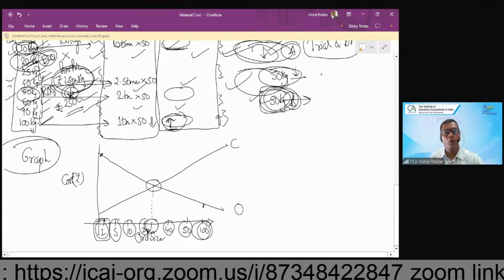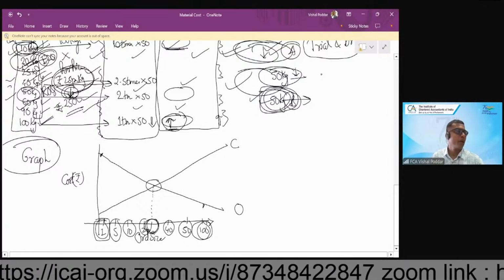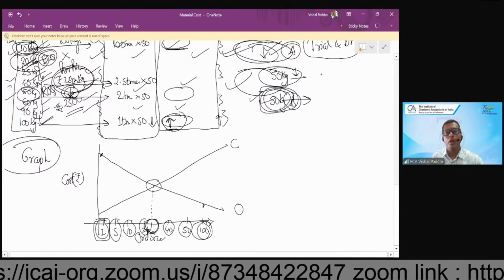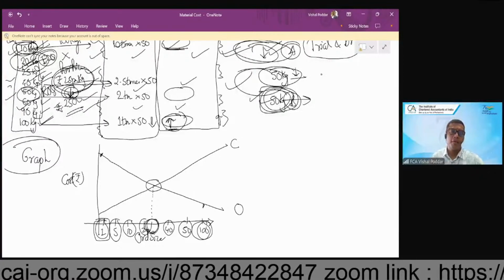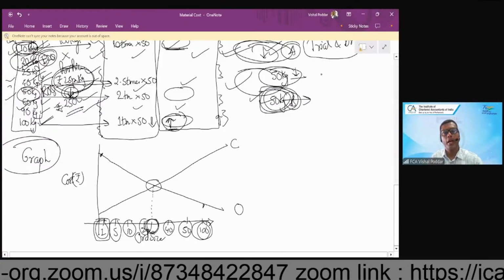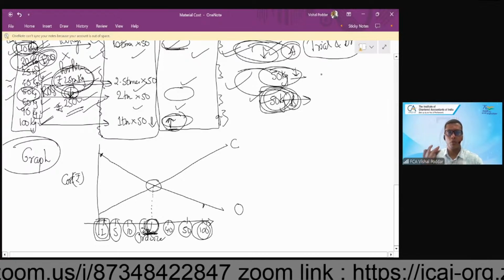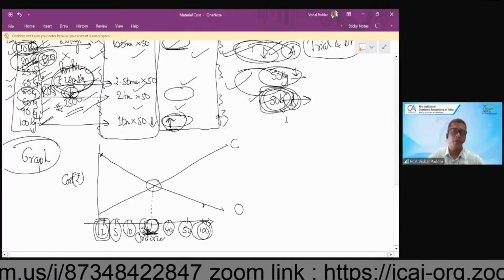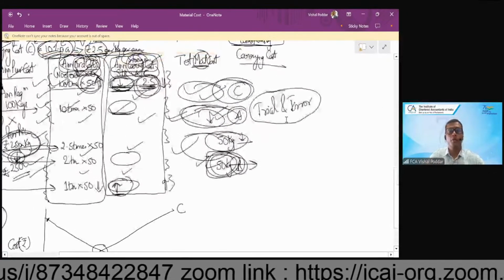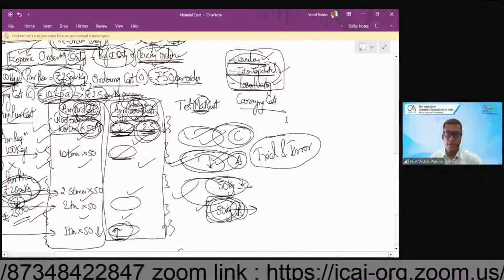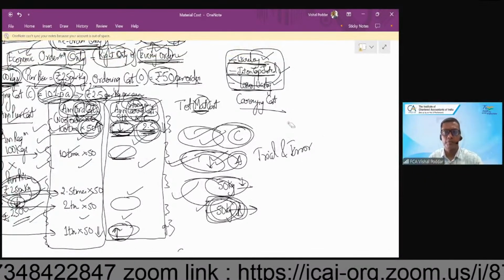So how do I find out my EOQ? I find out my EOQ by equating these two graphs, and where the graph intersects, that is my EOQ, that is the most optimum order quantity. Now this is what we have studied from graphs in our school, also in economics, but how do we apply it here?